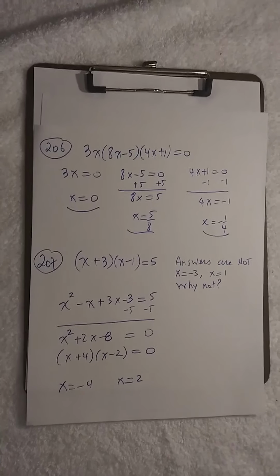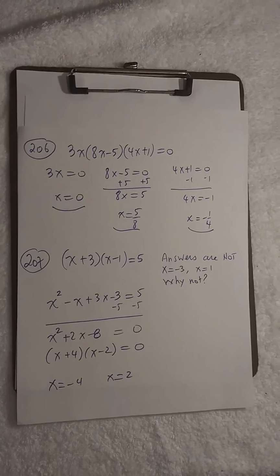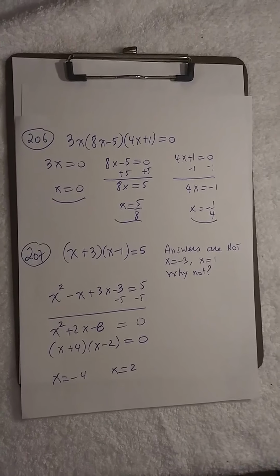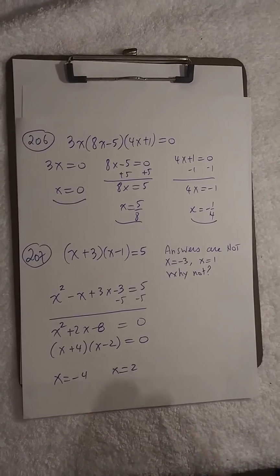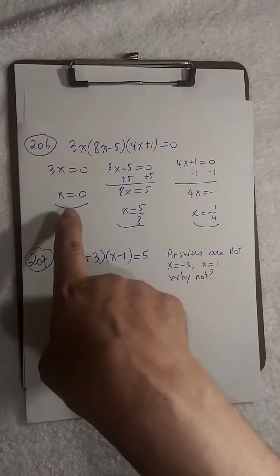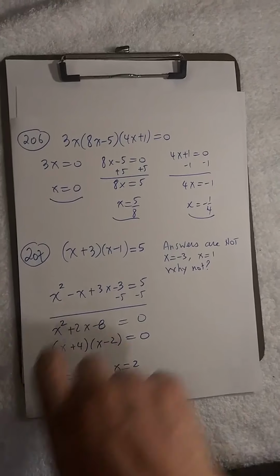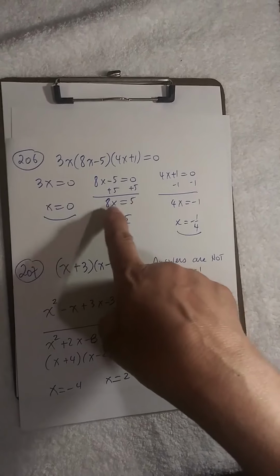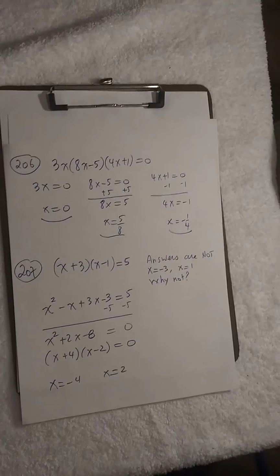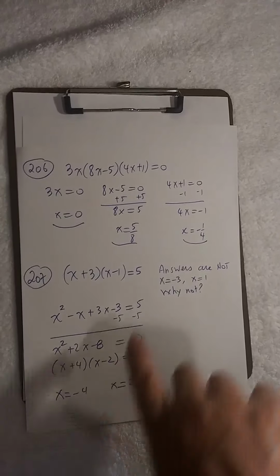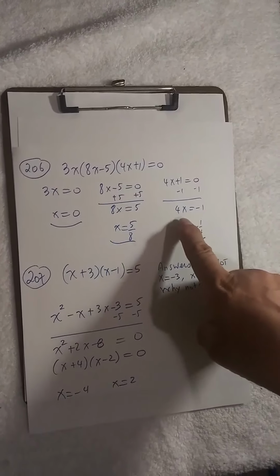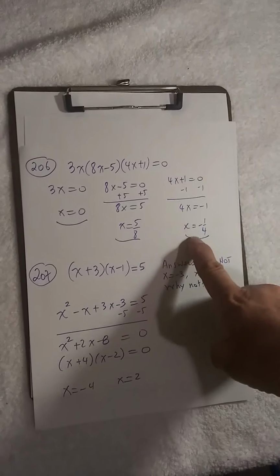In the next example, we have 3x times 8x minus 5 times 4x plus 1 equals 0. So we do 3x separately. 3x equals 0, divide by 3, and that gives you x equals 0. For this one, add 5 to both sides. 8x equals 5, divide by 8. The answer is x equals 5/8. For this one, for 4x plus 1, subtract 1. That gives you 4x equals negative 1. So x equals minus 1/4.